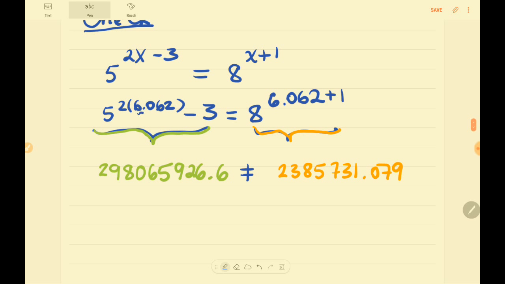So you can see that I've plugged in the rounded value, and my two sides are not equal, right? That is because of the round off error. When I use the true full value, not rounded, they are exactly the same. And you can see they're off by a lot here.